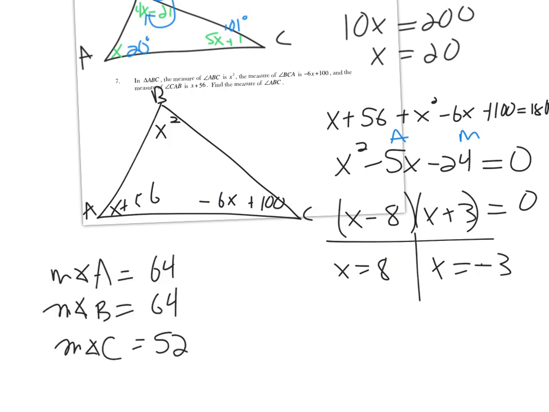Now, normally people are quick to throw out this negative answer, but be careful here. When you plug in the 8, you do get nice answers here. You end up with 64 for A, 64 for B, and 52 for C, which does all add up to 180. But what if we plugged in the negative 3? Well, if I plugged it into A, negative 3 plus 56 is 53. Plug it into B, negative 3 squared is 9. Plug it into C, we end up with 118. It gives us all positive answers for our angles, and they do in fact add up to 180. So in this case, actually, both sets of answers are okay.